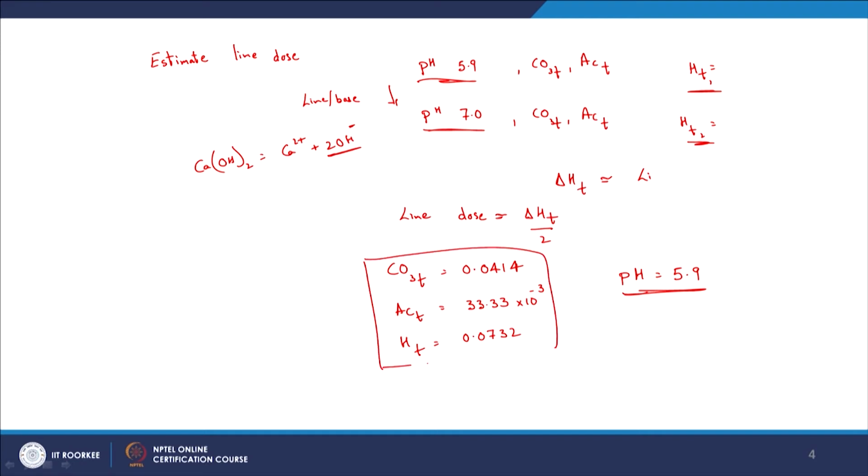So I'm not going to run that. What is the case I'm looking for? How much base is required to bring up the pH to 7.0? So now I'm going to plug in CO3 total, same as above, and state total, same as above, fix the pH at 7 and then calculate what the H total is. So let's go back to Visual MINTEQ now and plug in CO3 total 0.0414 and state total.